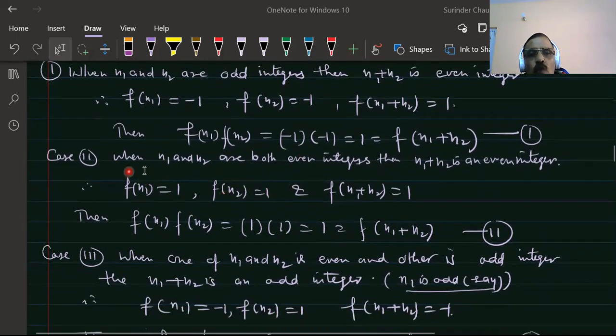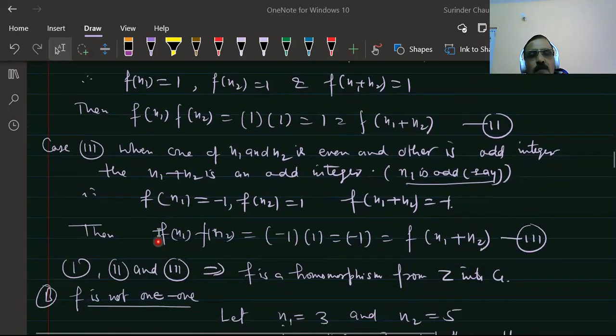Similarly, in the second case, when n1 and n2 both are even integers, then the sum is an even integer. So f of n1 is equal to 1 and f of n2 is equal to 1. In order to show that it is a homomorphism, take f of n1 into f of n2, which is equal to 1 into 1, equal to 1, which is equal to f of n1 plus n2. This implies f is a homomorphism if both n1 and n2 are even integers.